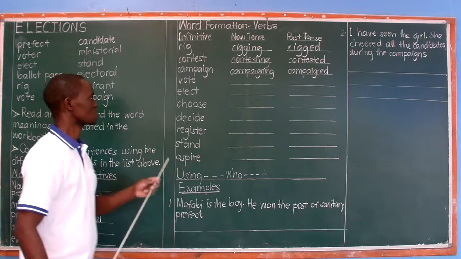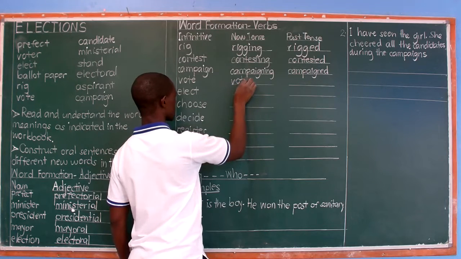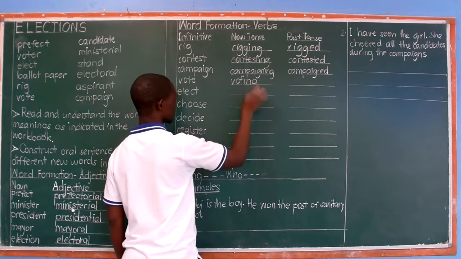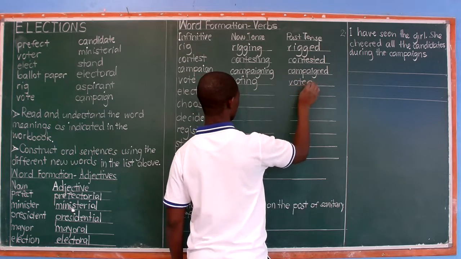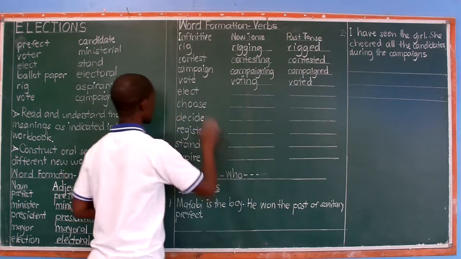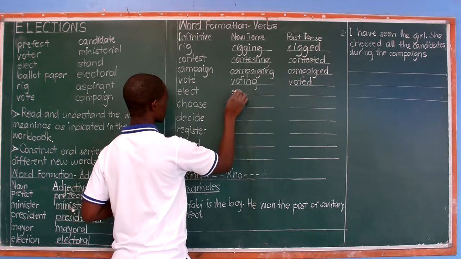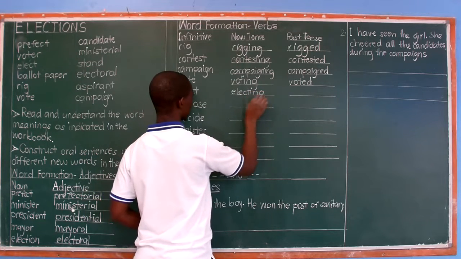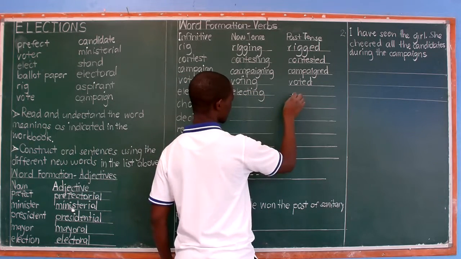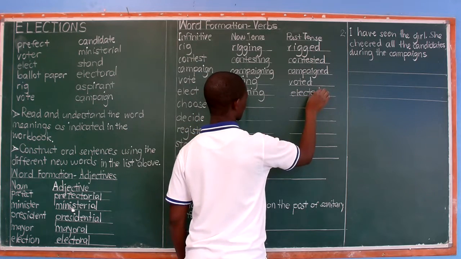Vote, change it to voting. And the past tense is voted. Done and dusted. Next is elect. From elect we talk about electing. Then the past tense of elect is elected. We elected prefects last week.